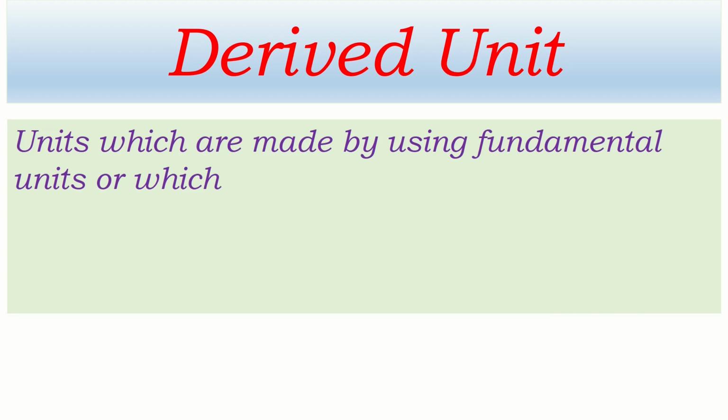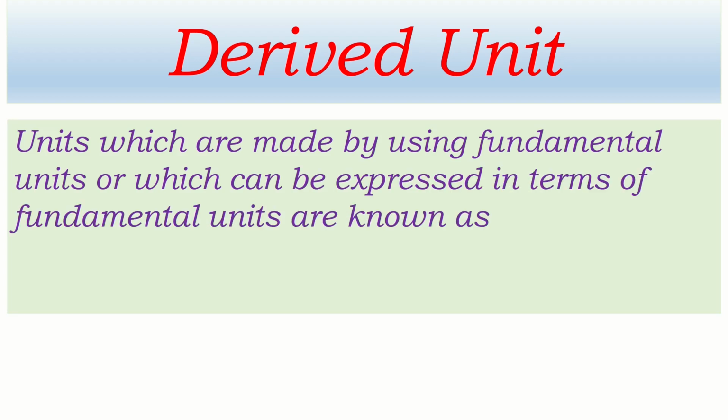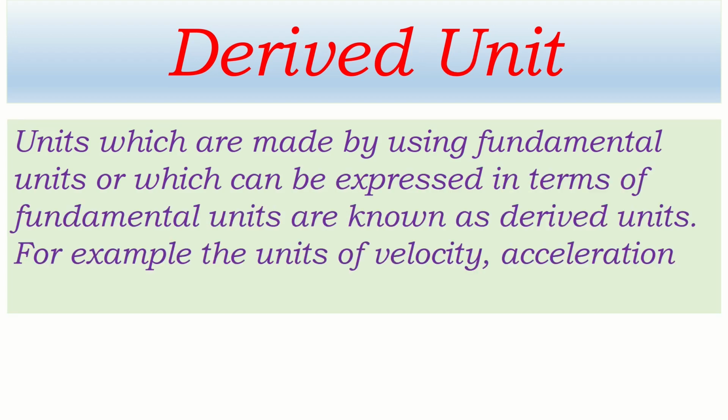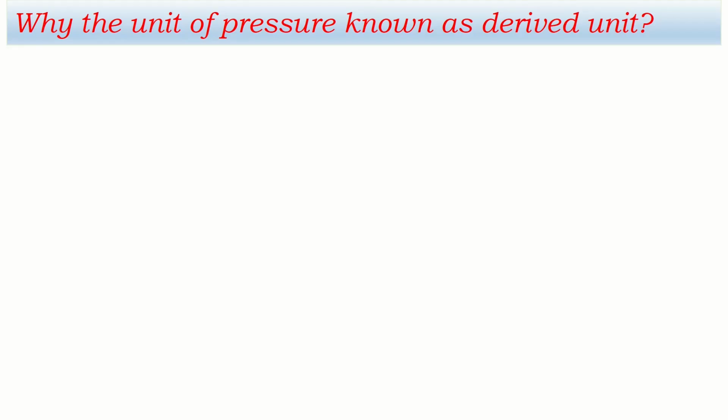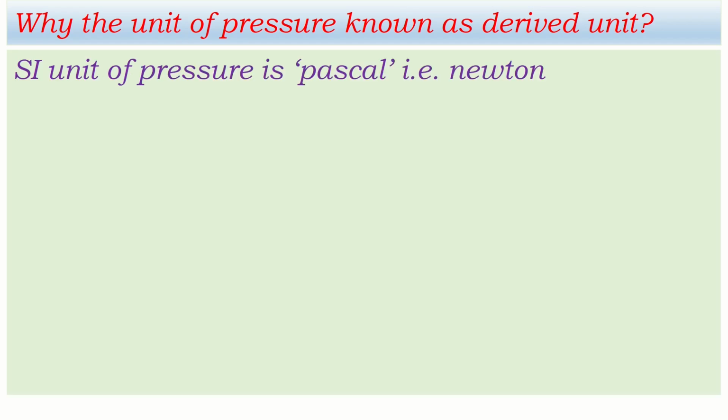What is a derived unit? Units which are made by using fundamental units or which can be expressed in terms of fundamental units are known as derived units. For example, the units of velocity, acceleration, force, etc. are derived units. The question is, why is the unit of pressure known as a derived unit? If you are asked why meter is a fundamental unit, it can also be asked why the unit of pressure is known as a derived unit. We can say this way: the SI unit of pressure is Pascal.